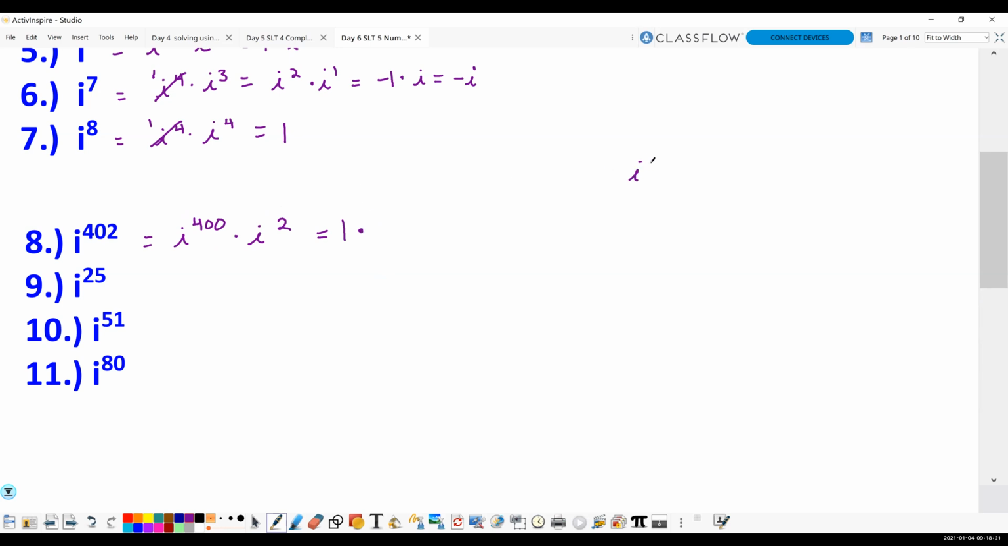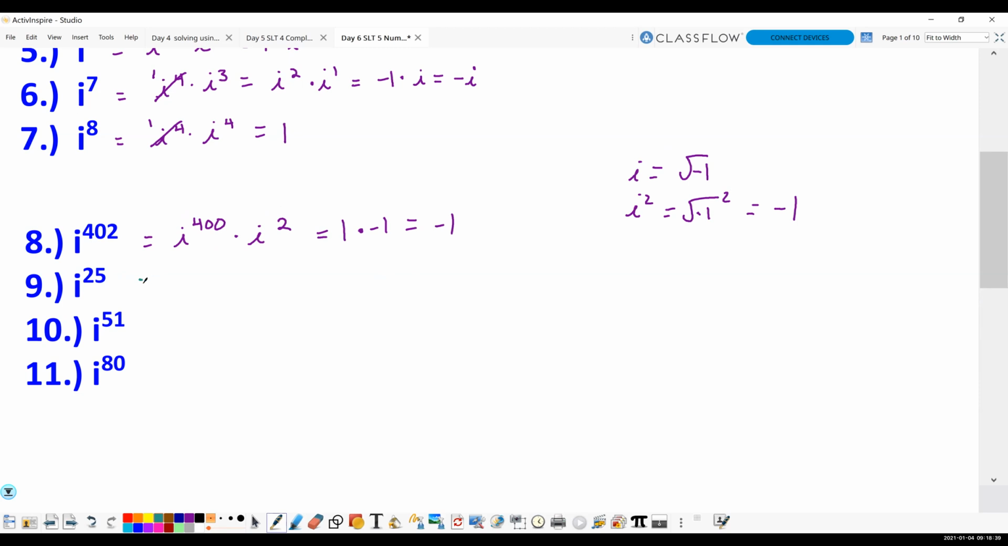And as a reminder, I'm going to write this one more time. If I have i, that's the square root of -1. So if I have i squared, ta-da. So 1 times -1 is -1.